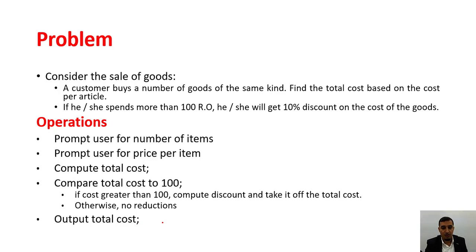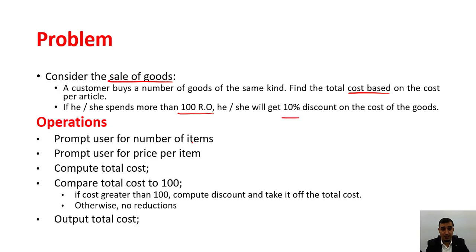Now consider a problem where we want to sell some goods, and the customer buys a number of goods, and we want to find the total cost of these items. If he spends more than 100 riyals, he gets a 10% discount. So we need to check if the customer spends more than 100 riyals, then he gets the discount. If he does not spend more than 100 riyals, then he will not get that discount.